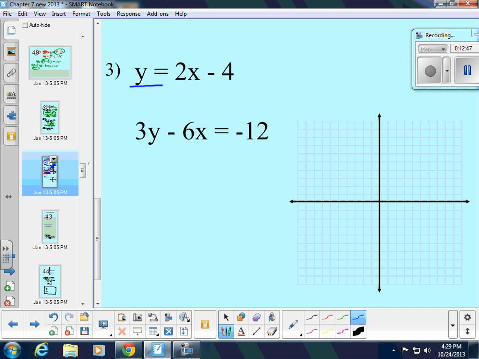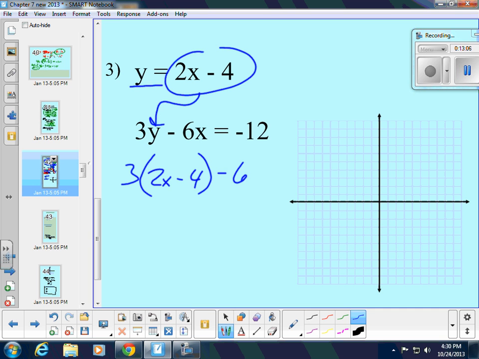Y equals, okay, again, 2x minus 4, so y equals this expression, so I'm going to substitute in for y now, and it'll help that I actually have an x in there as well. I'm substituting in for y. So now I have 3 times this expression, 2x minus 4, minus 6x equals negative 12. So I've taken that first equation and used substitution to put some of it into the second equation. And now I can solve and find out what x is.